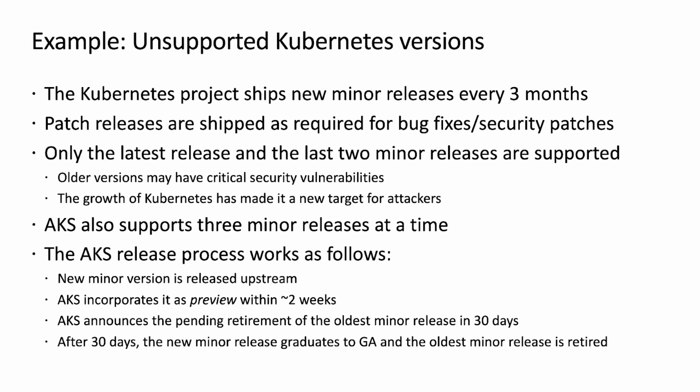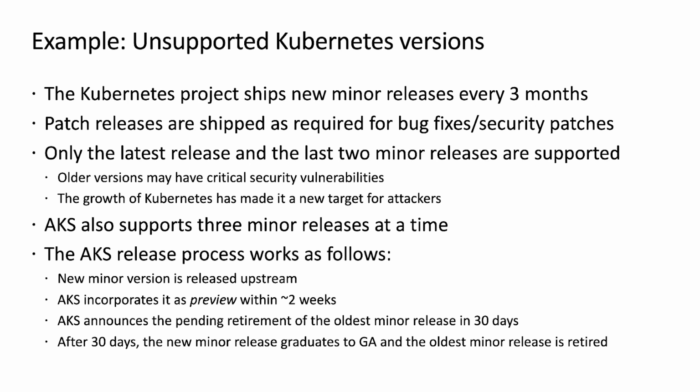So the Kubernetes project is fast moving. It is shipping new minor releases about every 3 months on a fairly consistent cadence. The most recent release was 1.18 at the end of March. 1.19 is scheduled to be released at the end of June. Those are minor releases. Patch releases are then shipped as required for bug fixes and security patches, so this is 1.18.1, 1.18.2, and so on.